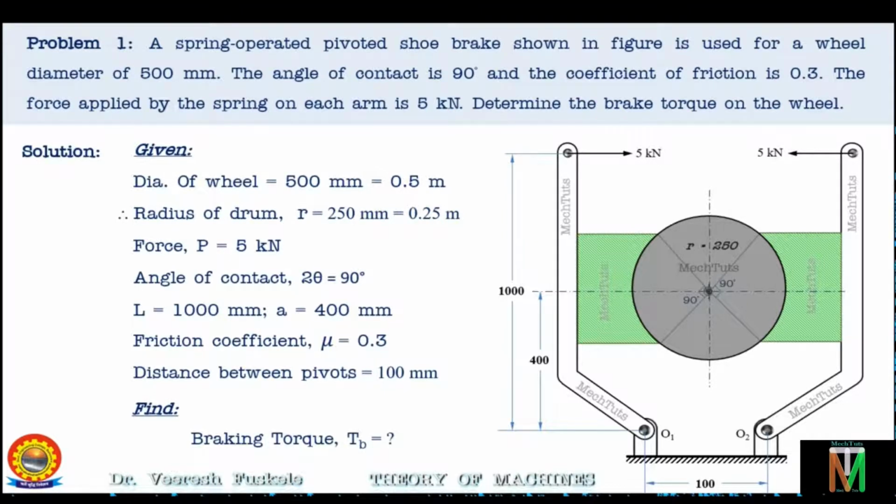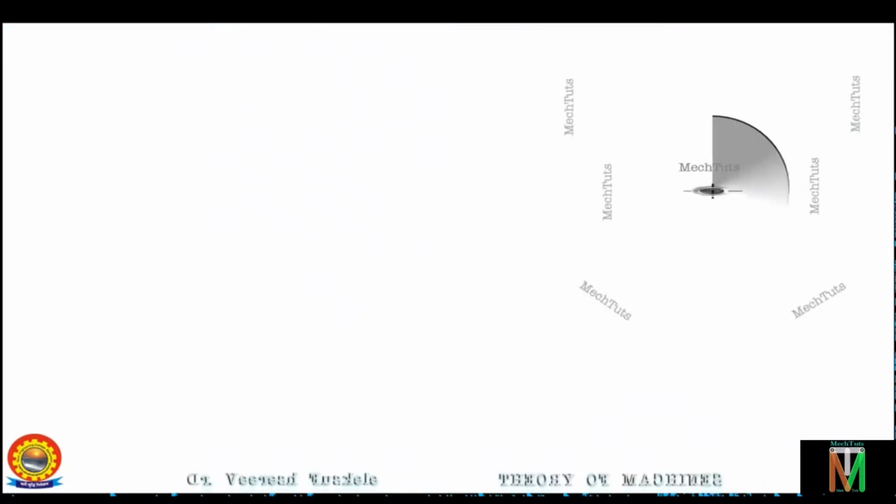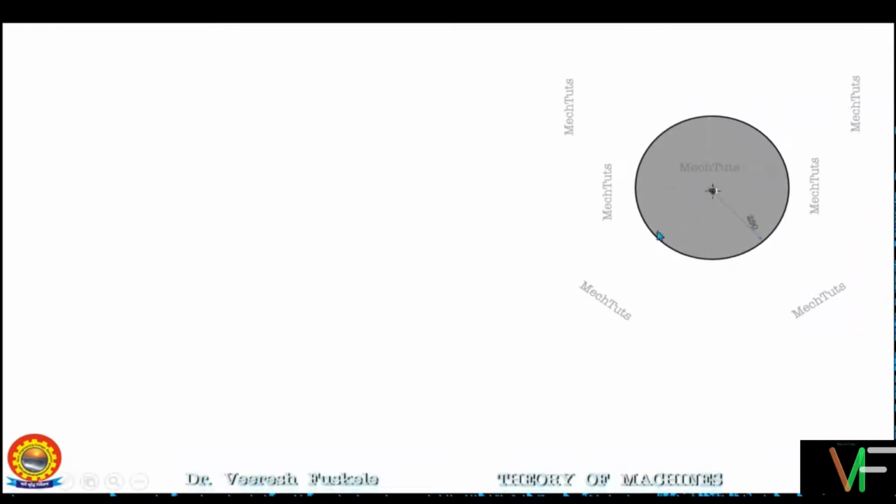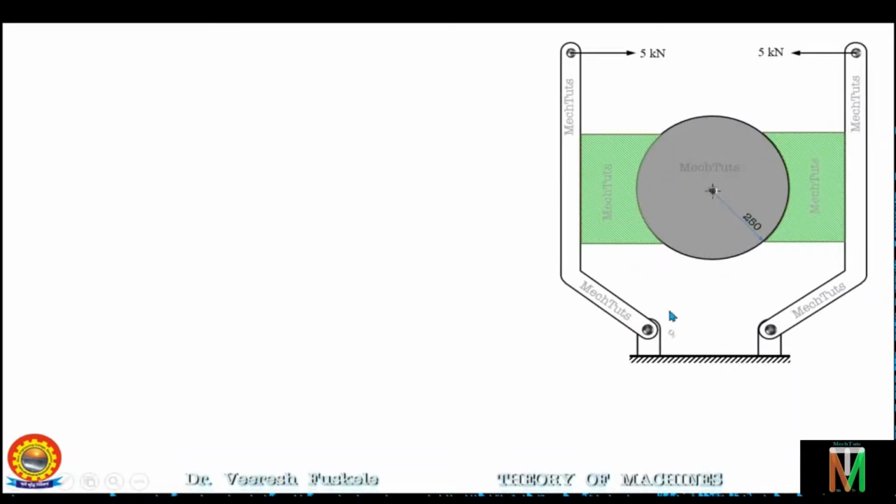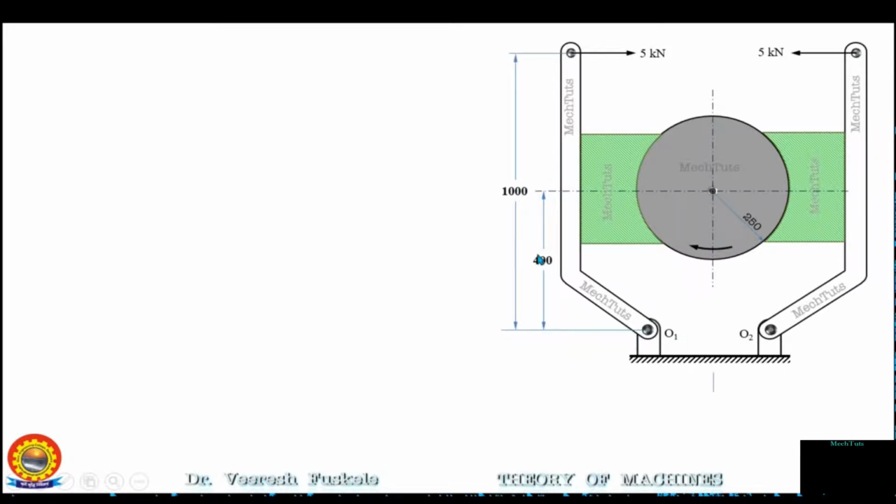So let us proceed with drawing the free body diagram and the forces that will be acting on the block and the drum. So this is the drum of radius 250 mm, and these are the two levers and blocks placed, one on the left hand side and another on the right hand side. So we are taking subscript 1 for the left hand side and subscript 2 for the right hand side. Now we have assumed that the drum will be rotating in the clockwise direction. The two pivots are at a distance of 50 mm each from the central line.